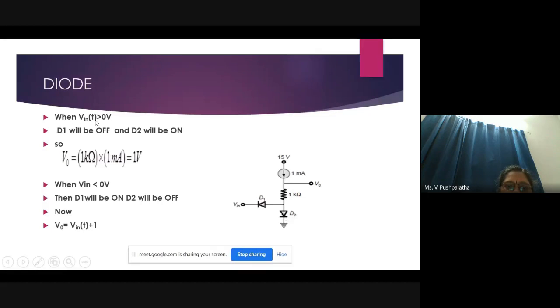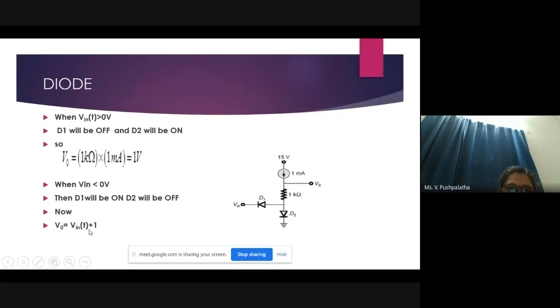See, when I take V in greater than 0 volt, your D1 is reverse biased. When it is reverse biased, it is completely open. So there is no connection from this point to this point. I have only a path from here. In that case, V0 is 1 kilo ohm into 1 milliamp, so my V0 equals 1 volt. When V in is less than 0, my D1 will be on and D2 will be off. So here there is no path, so the path exists from this place to this place.